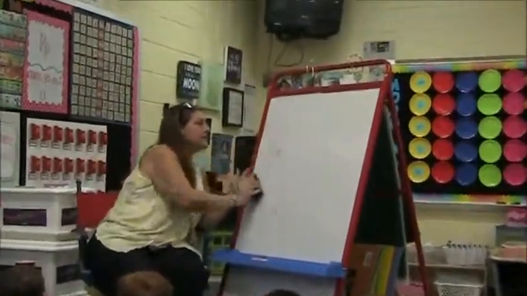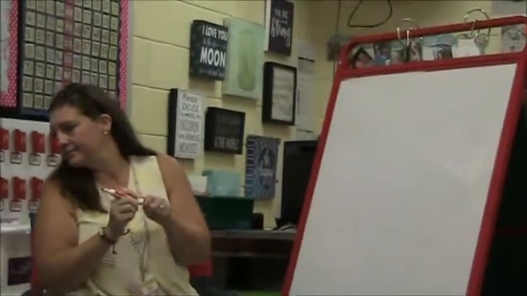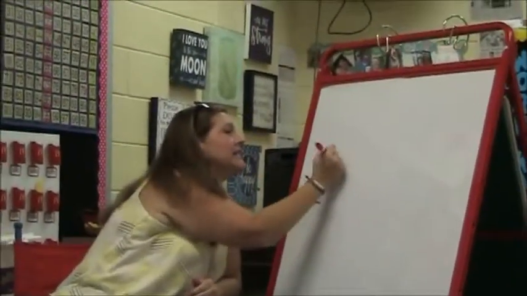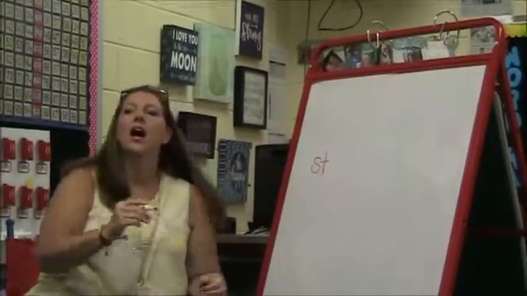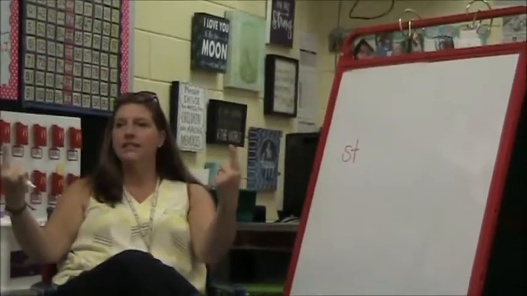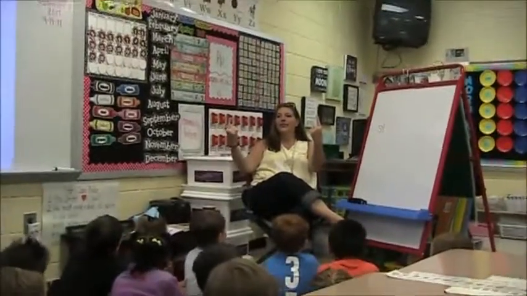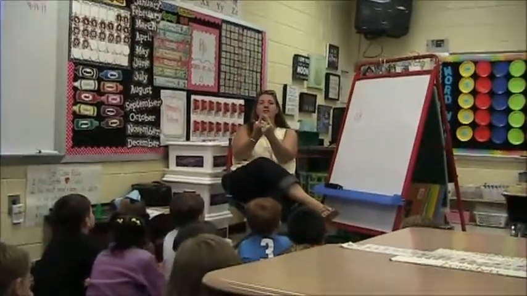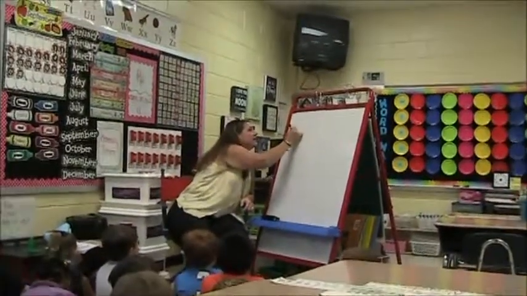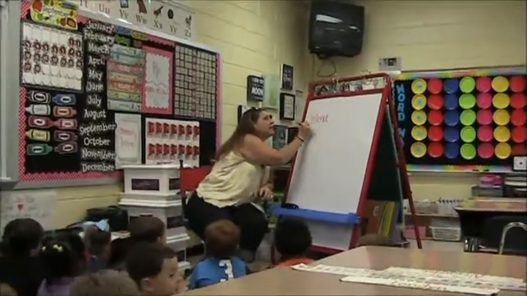Okay? So we know that our consonants are black, and we know that our vowels are red. So let me erase this, and I want you to put your eyes up here. I am going to talk to you about the consonants S and T. What sound does S make? What sound does T make? Very good. If you put S and T together, it makes the sound st. This is called a blend. Everybody say that with me. This is called a blend.